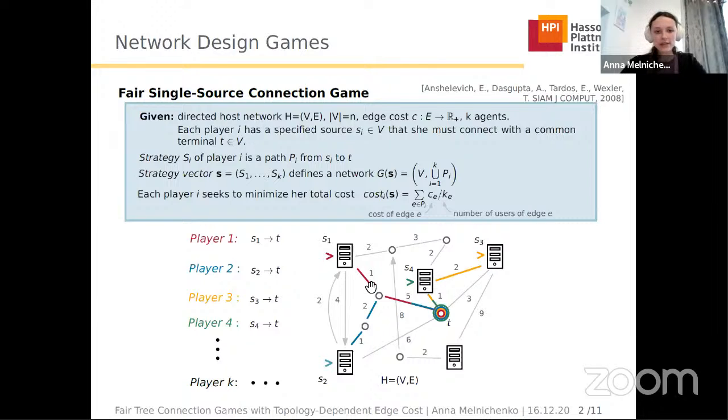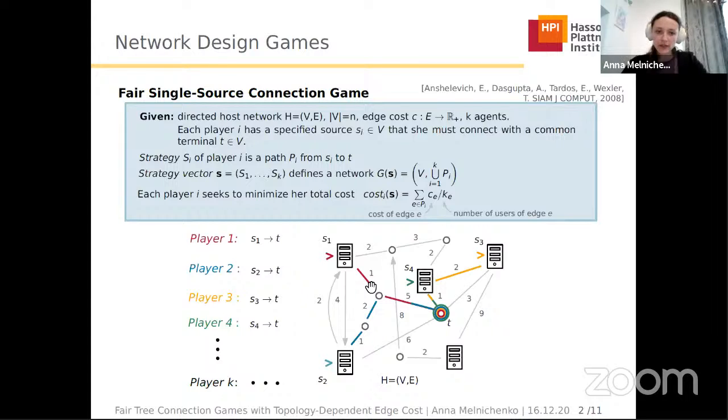The problem with this game is when we try to apply it to some real-world situations, like, for example, wireless devices that want to send energy or a message to a common target.